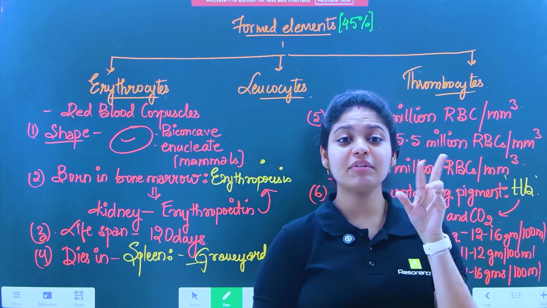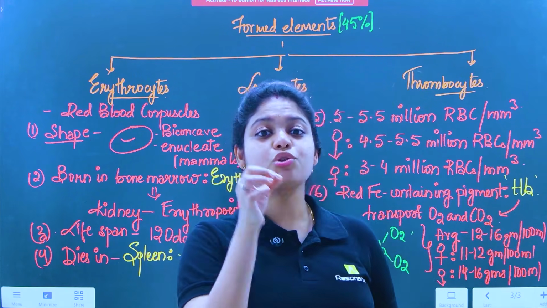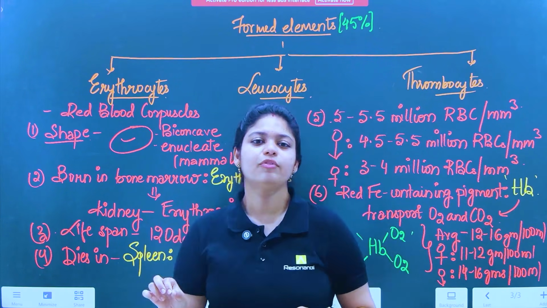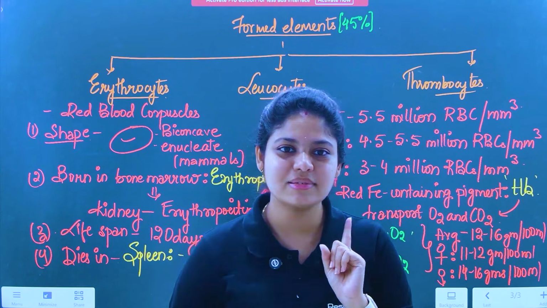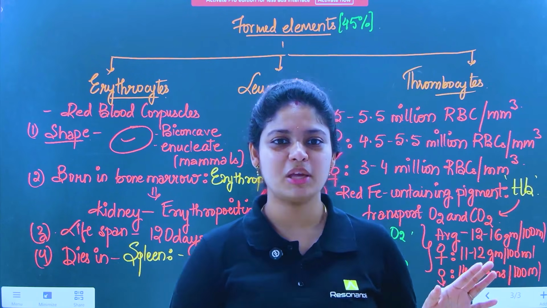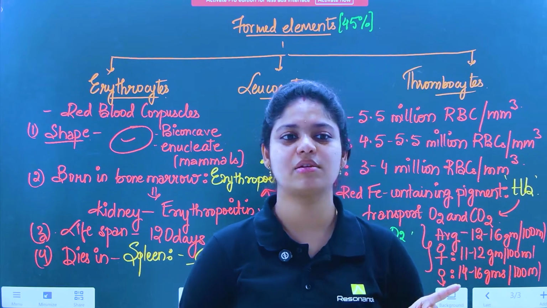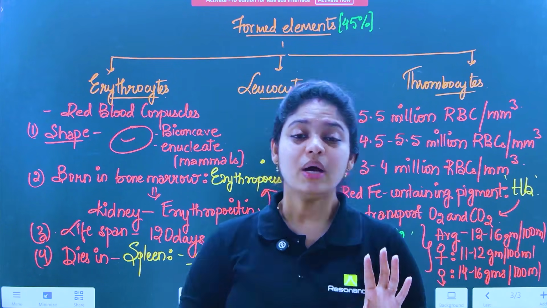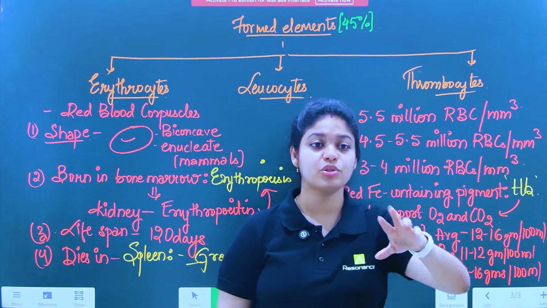Plasma is again having 2 different components. What is plasma? Plasma is nothing but a straw colored viscous fluid. Serum is different. Serum has not entered into the image yet. Plasma is different, serum is different. So plasma is having 2 different components, water and plasma proteins.